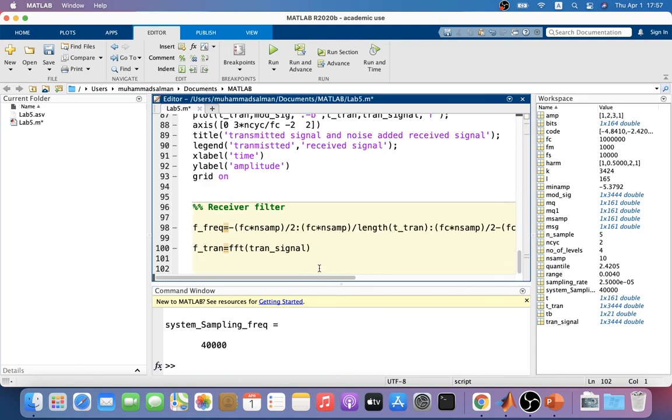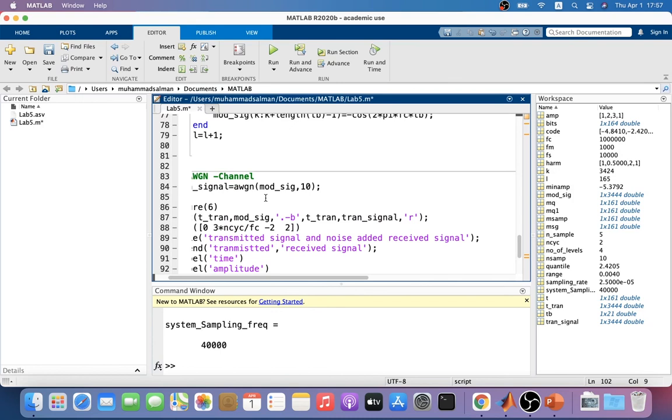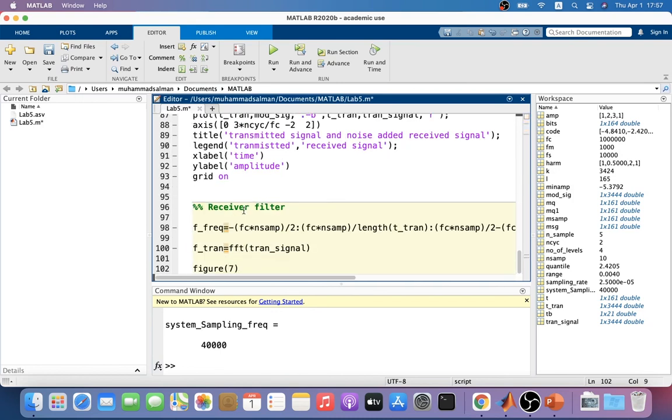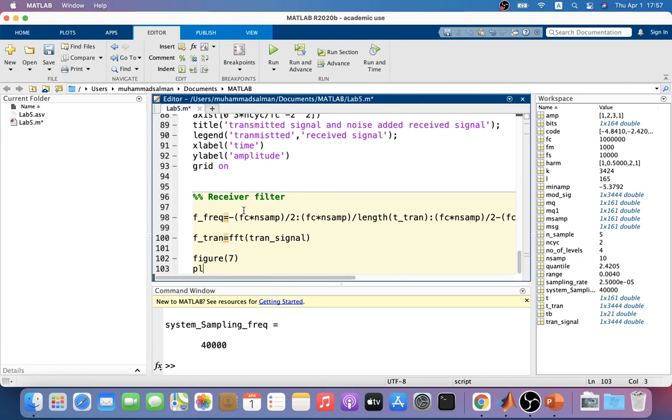And then I should say that this is my figure number 7. And after the figure number 7, let me plot it. So plot, this is my x-axis, which is from minus fs by 2 to plus fs by 2. And since I shifted it by half of this, I should use a built-in function which is called FFT shift. So FFT shift means that it will take the FFT of the transmitted signal, and it will shift it by half. It will align it with the axis that I have defined here.